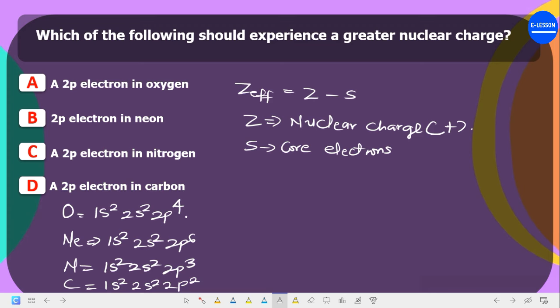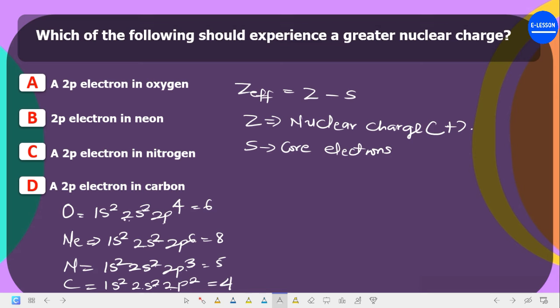Which of them are the core electrons? We said the Z effective is Z minus S. The core electrons are those electrons apart from the valence electrons. The valence electrons in this case are the electrons in the highest shell, which is 2s and 2p. So for oxygen the valence electrons are 2 plus 4, which is 6. For neon, 2 plus 6, which is 8. For nitrogen, 2 plus 3, which is 5. And for carbon, 2 plus 2, which is 4. Now, what are the core electrons? The core electrons are all electrons aside from the valence electrons.